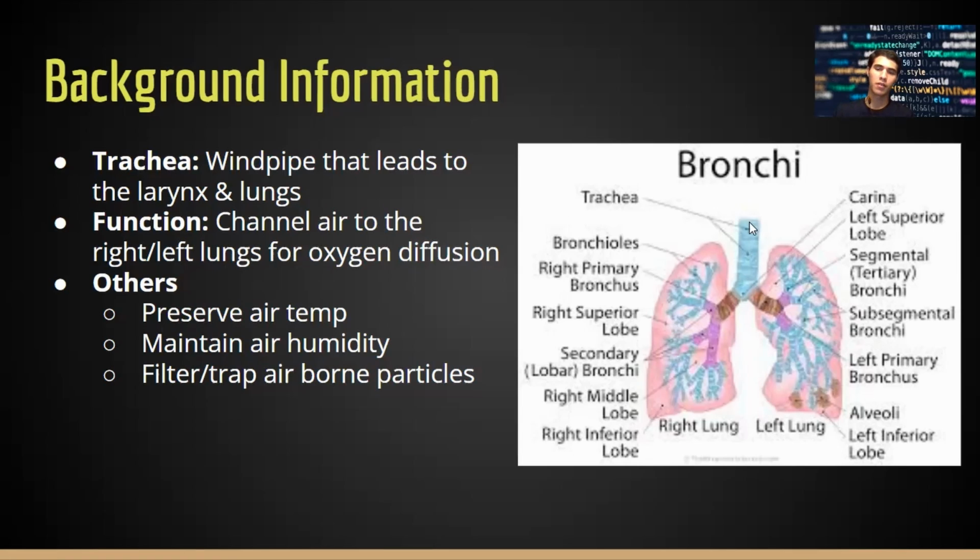It has these tubes called bronchi. So you have primary bronchi, which are the first right and left segments, and those branch into smaller segments, leading to the terminal alveoli, which is where oxygen diffusion occurs.